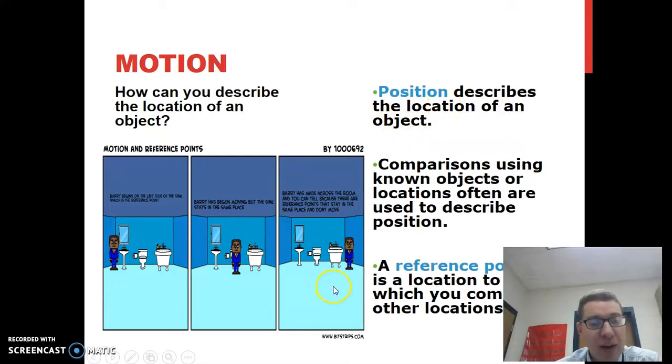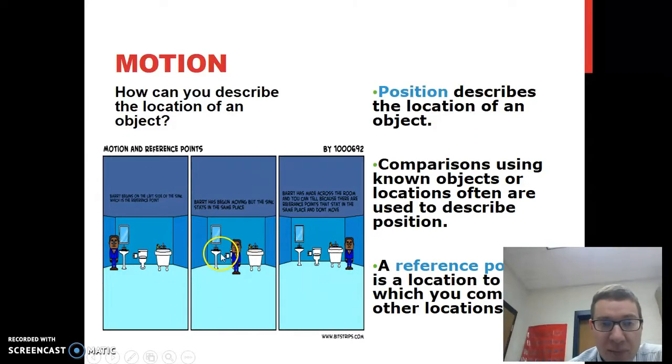Okay, so for this picture, there are three objects in the back of the wall: the sink, the toilet, and the bathtub. Right? When we compare these objects to known objects in the location, we can use it to describe the position of other things. So the gentleman here is on the right side of the sink. I use the sink as what we call a reference point, which is a location you compare everything else to, to describe his position in the room.